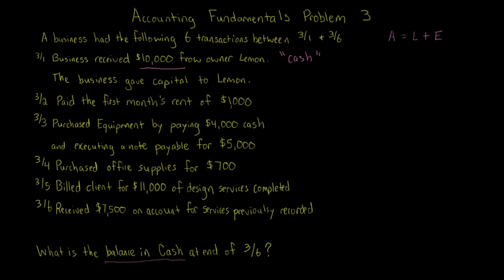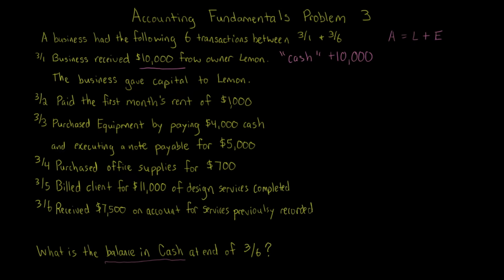So thinking about the accounting equation, one thing to note is that in accounting, we use the business entity concept, which keeps the owner's books and the business's books separate. So we're just focusing on the business here in these transactions, not our owner Lemon, in doing the recording. So business received $10,000 cash from owner Lemon. That means our business cash goes up. It increases by $10,000.